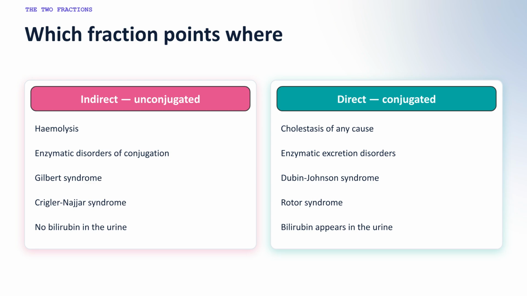So split the fractions. An indirect or unconjugated hyperbilirubinemia means hemolysis, or an enzymatic disorder of conjugation. Gilbert syndrome is the common benign one. Crigler-Najjar is the rare severe one. And because unconjugated bilirubin is not water-soluble, there is no bilirubin in the urine. A direct or conjugated hyperbilirubinemia means cholestasis of any cause, or one of the rare excretion disorders like Dubin-Johnson and Rotor. And direct bilirubin does appear in the urine.